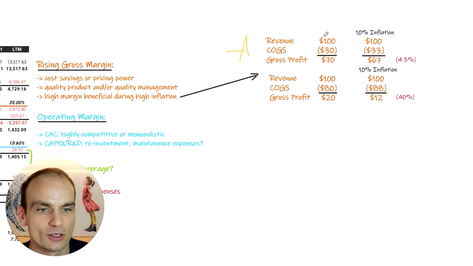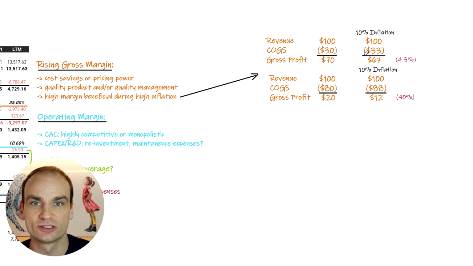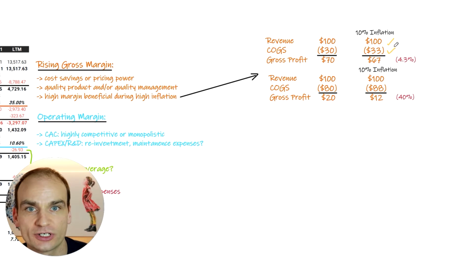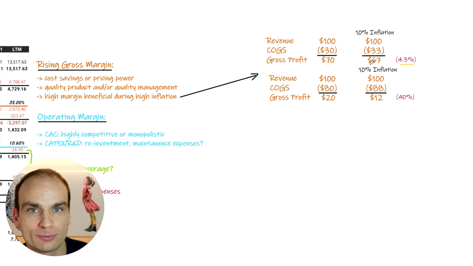So company A here has revenue of $100. The cost of goods sold is $30, meaning the gross profit is $70 or 70%. Very simple stuff. With 10% inflation, the direct costs to produce that product just increase 10%. So let's say you don't change the sales price, but your costs are increasing. Your $100 of revenue is now costing you $33 in direct expenses, the cost of goods sold. Meaning your gross profit goes from $70 down to $67. It's down 4.3% in profitability due to a 10% inflation hike.